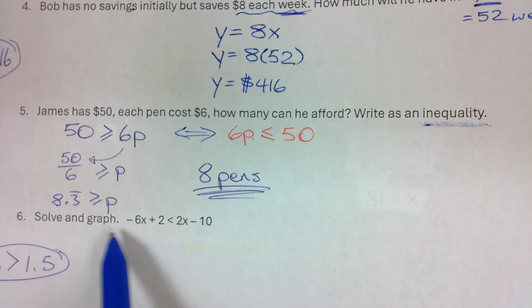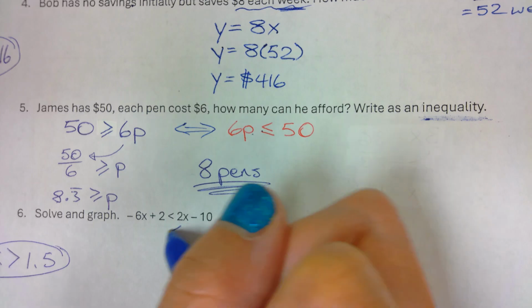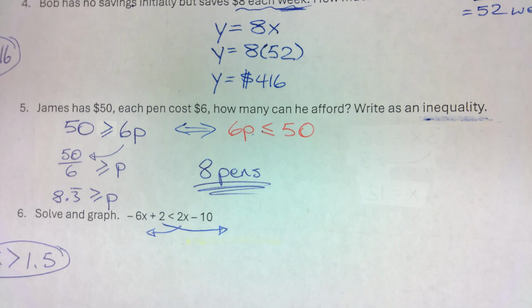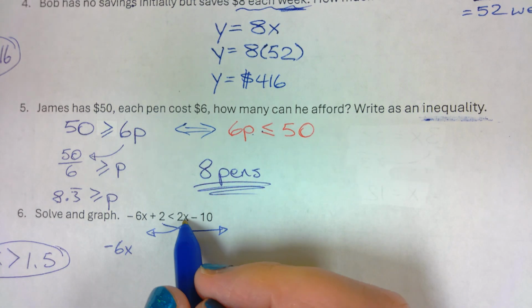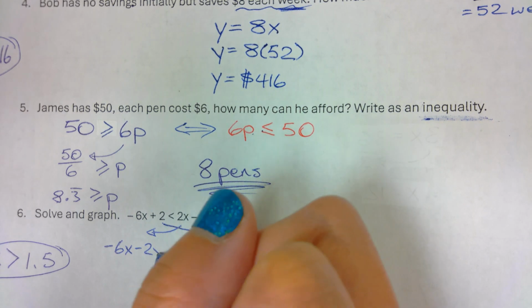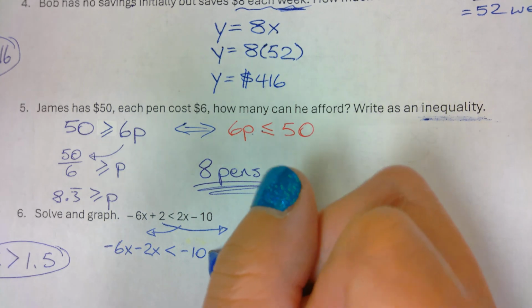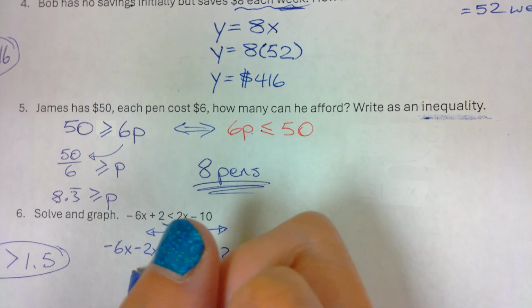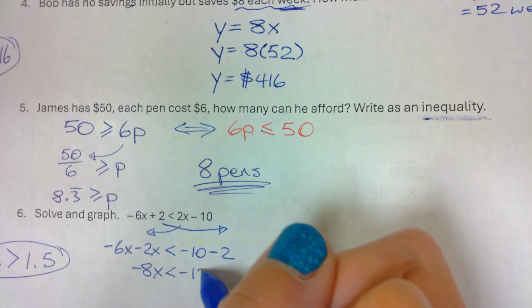Okay, solve and graph. So this one right here, I have variables on both sides. I have letters on both sides. So letters to the left, numbers to the right. Whenever I move something, remember I have to change the sign. So 2x when I move it over is minus 2x, and then the 2 when I move it over is minus 2. Okay. Negative 6x minus 2x is negative 8x. Negative 10 minus 2 is negative 12.